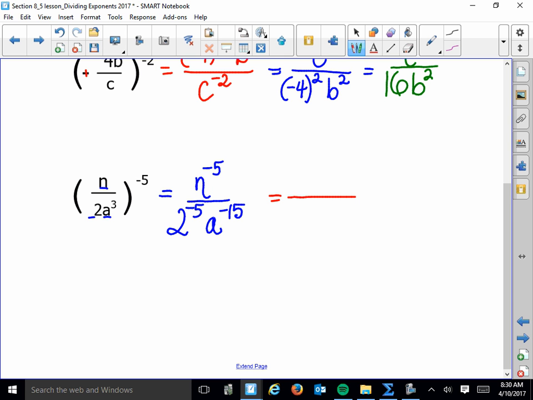I'm going to move all of the powers to the correct side. So that's going to make my numerator 2 to the fifth times a to the 15th, and my denominator n to the fifth. Now my numerator is 32 a to the 15th, because I know that 2 to the fifth power is 32, divided by n to the fifth.